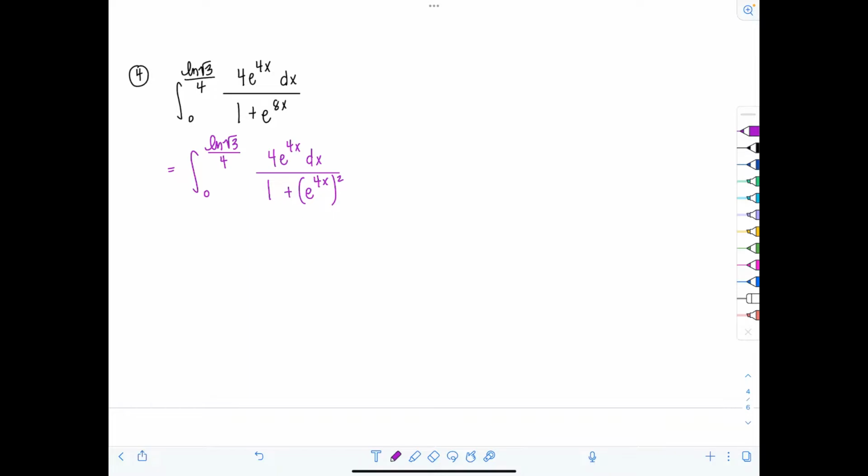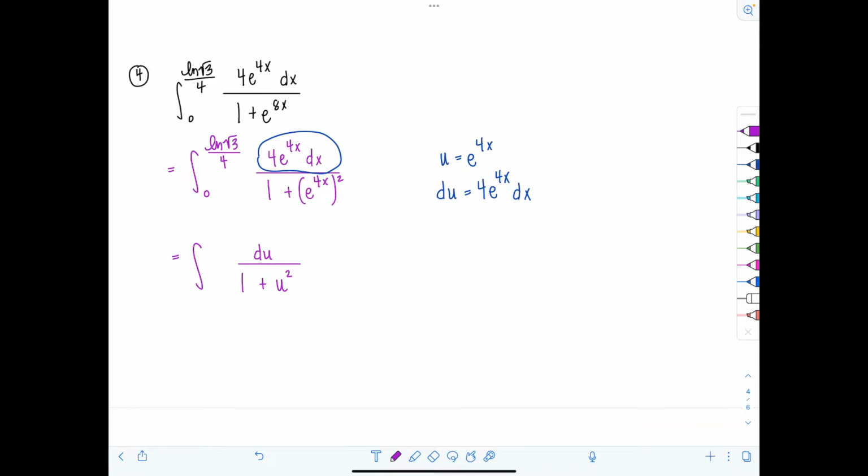Do you see something that we could let u equal that you also see its derivative floating around somewhere? I do. If u is e to the 4x, then what would du be? Well, I'm going to have to use the chain rule. So the derivative of e to the 4x would be e to the 4x times 4 dx. And bada bing, bada boom, that's exactly what's there. Love it. So we've got now du over 1 plus u squared.